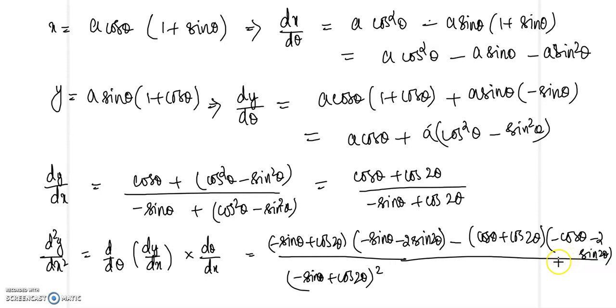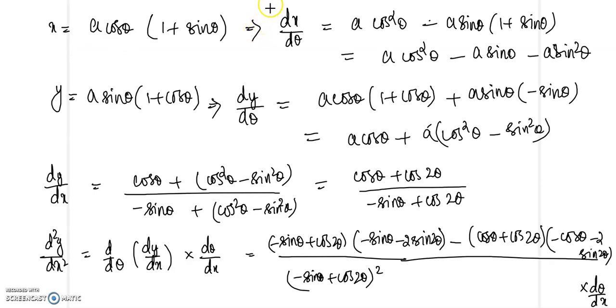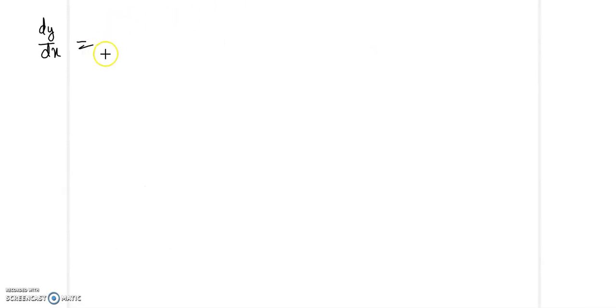So now let us substitute the value of theta, into d theta by dx. So let us substitute the value of theta equal to minus pi by 4 into the equation. So dy by dx will be equal to, so cos minus pi by 4 is 1 by root 2, cos pi by 2 will be 0. So this will be 1 by root 2, and sine of minus pi by 4 is minus 1 by root 2, so that will become plus 1 by root 2. So dy by dx will be equal to 1 at theta equal to minus pi by 4.